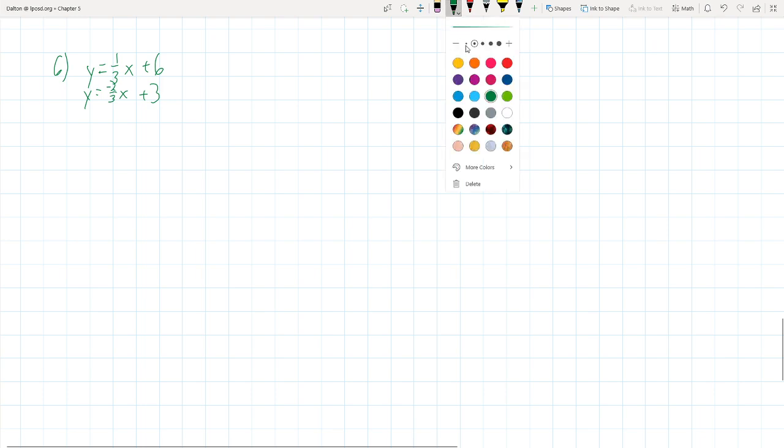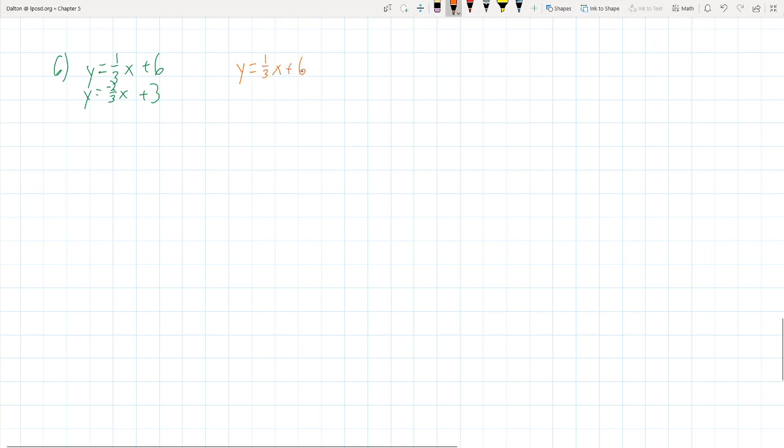Okay. All right, one more set of graphing, and then we're going to get into substitution. So number 6. Y equals 1/3 x plus 6. Y equals negative 2/3 x plus 3. Alright, so let's separate these out. So I get y equals 1/3 x plus 6. This way we can see which color I'm using. And then green is going to be y equals negative 2/3 x plus 3.